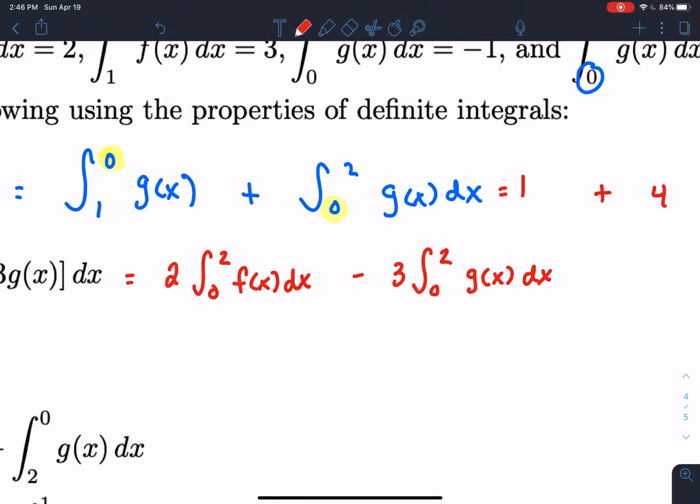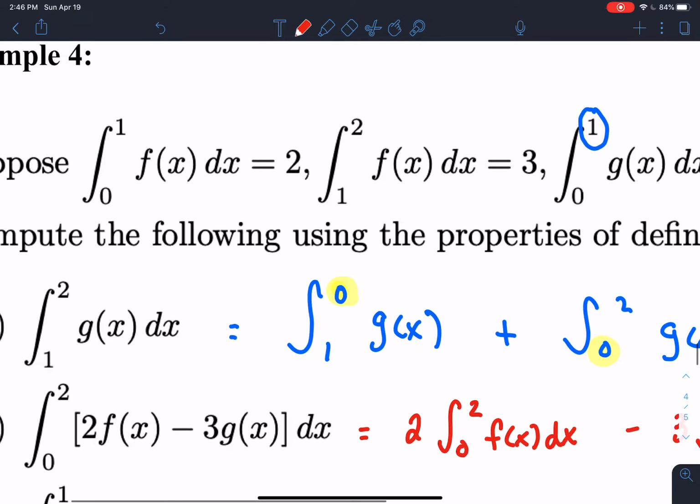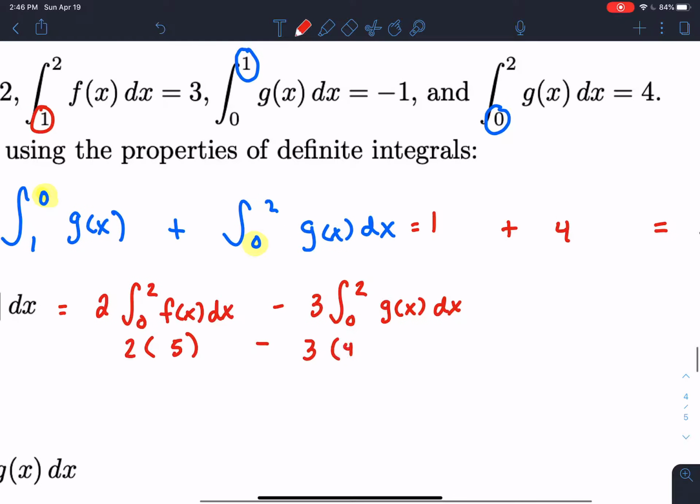All right, so if you have a constant like that, you can move that out front. You're perfectly allowed to do that. Okay, now again, I don't have 0 to 2 of f of x, right? But if I add these together, right, this top number here matches the bottom number there, I can just add them together. So the integral from 0 to 2 is going to be 2 plus 3, or 5, okay? So this is going to be 2 times 5 minus 3 times from 0 to 2 is 4. So this is going to give me 10 minus 12, or negative 2.